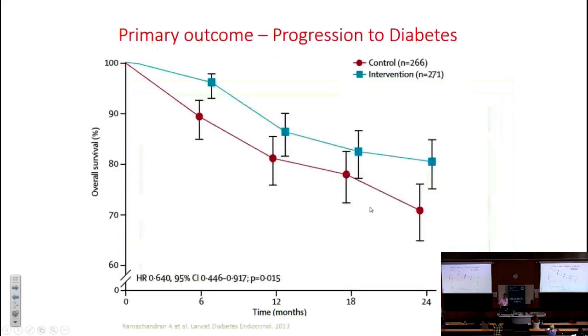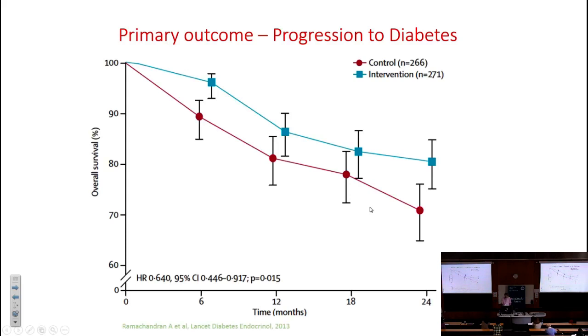So if we have a look at the primary outcome of what happened over the mean follow-up of 2 years, you can see that in the control group there was a, sorry, if I have to go back here. There was a significant reduction in progression to type 2 diabetes in the intervention group, and the hazard ratio was 0.6. So there was a 36% reduction in the progression to type 2 diabetes from a simple, pragmatic text message intervention delivered to around 500 people.